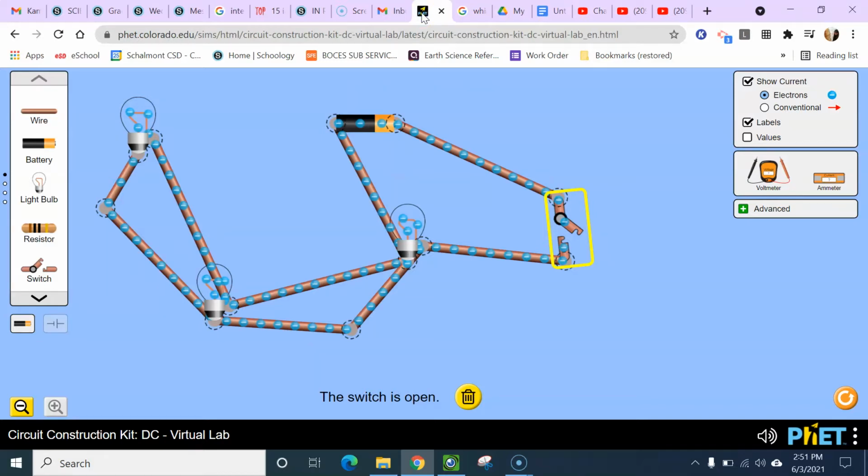Okay, so we did 19. The examples of a series circuit would be the Christmas lights, where if one goes out, they all go out, and 21, the example of parallel would be anything else. Hopefully that little video helped you with that assignment.